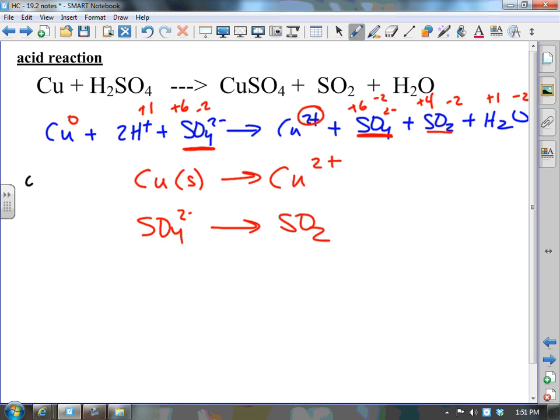The first one is the oxidation, the second one is the reduction, because why? Copper went from a 0 to a +2. Some of the sulfurs went from a +6 down to a +4. Now, we're not going to write oxidation numbers in the equations. Okay, we're just writing charges for ions.